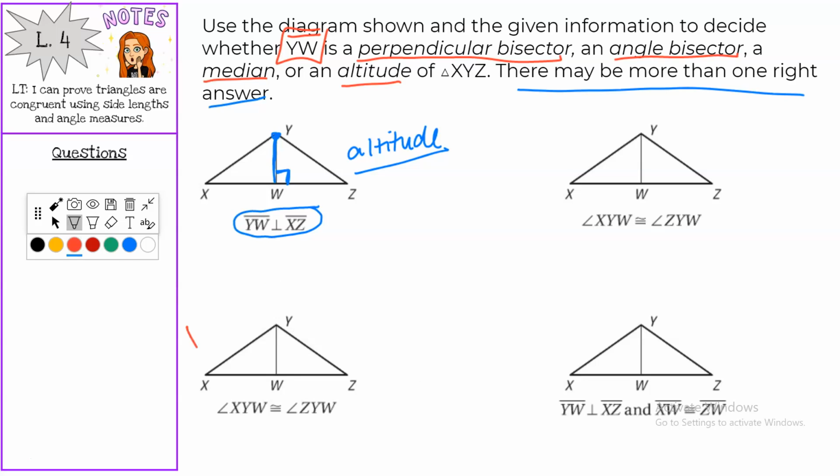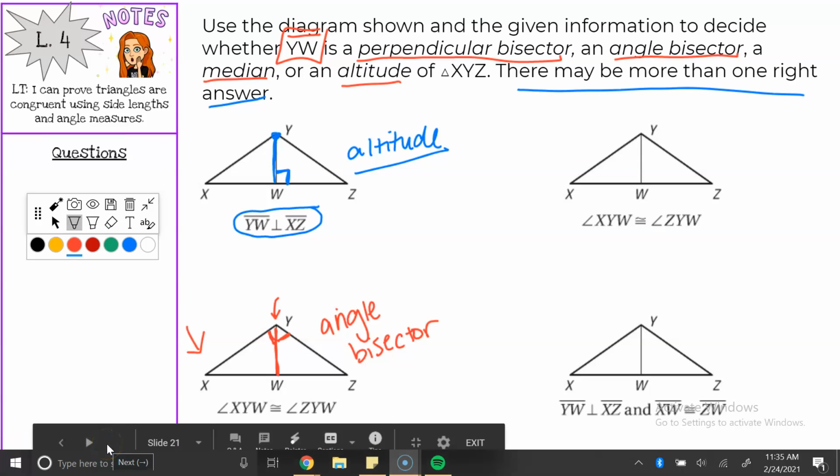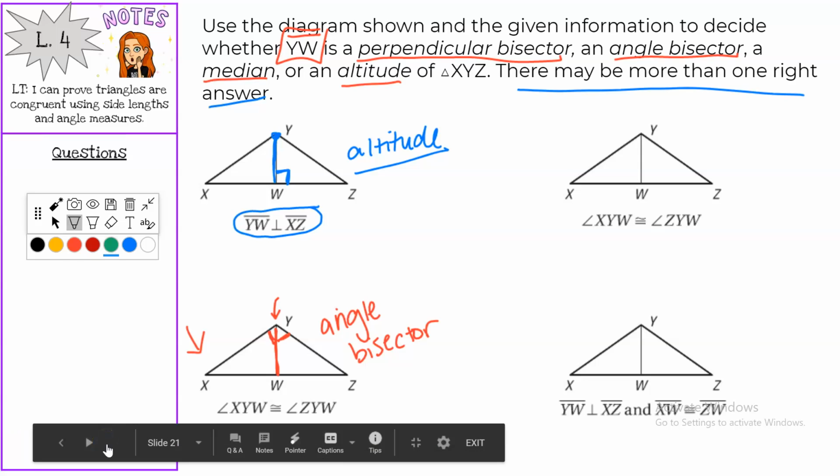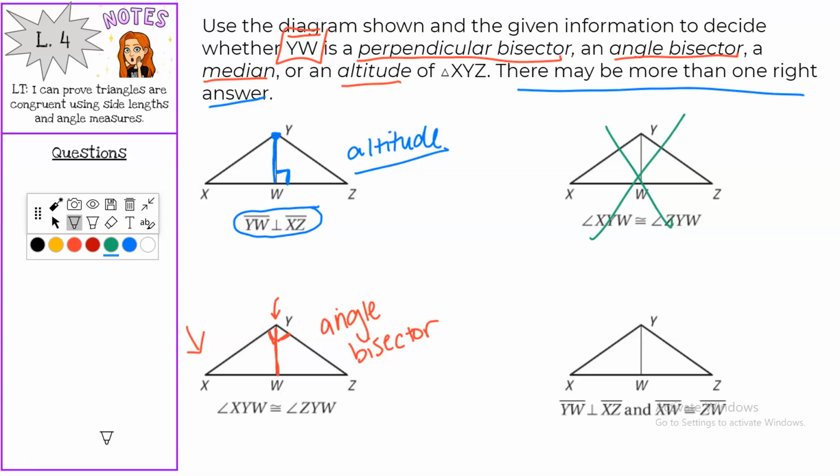I'm going to go down here to this one, and we know that angle XYW, this angle right here, is congruent to angle ZYW, which is this angle right here. So we know that YW is bisecting angle Y, so we can say that it is an angle bisector. And there's a typo here, so we have a repeat. So we're just going to cross this one out, and we're just going to do the last one here.